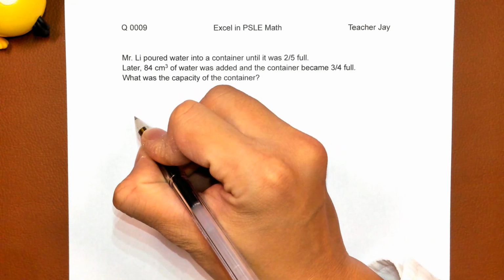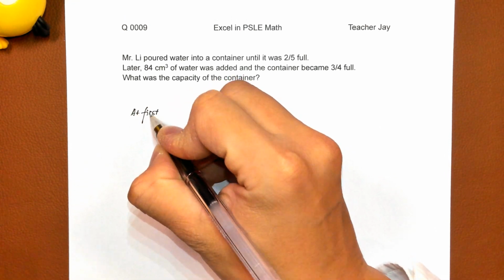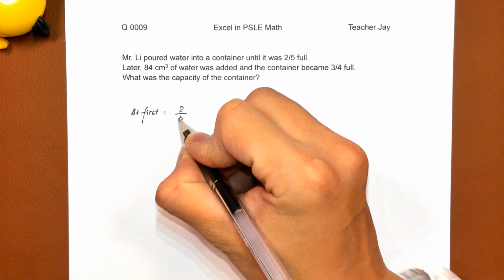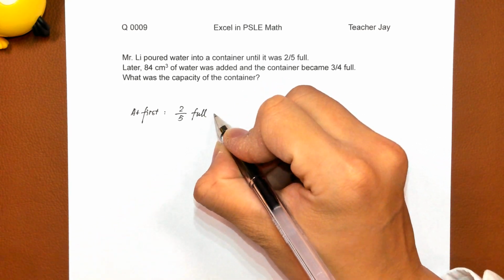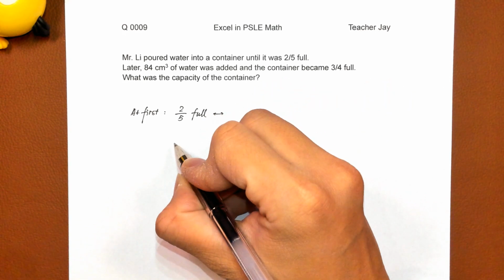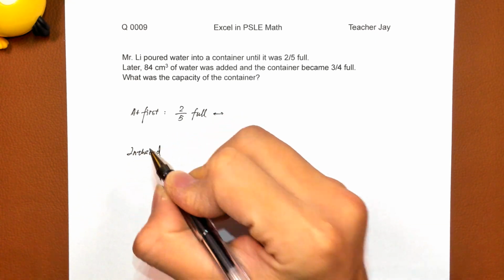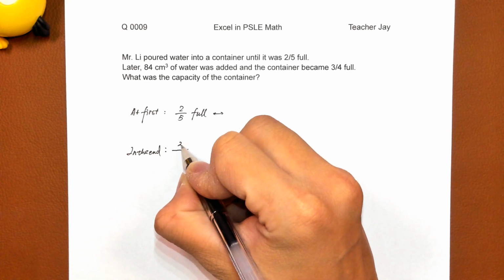So at first, the container was two-fifths full, and in the end, three-fourths full.